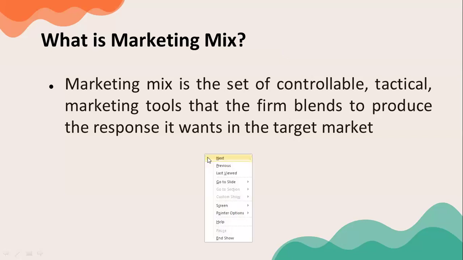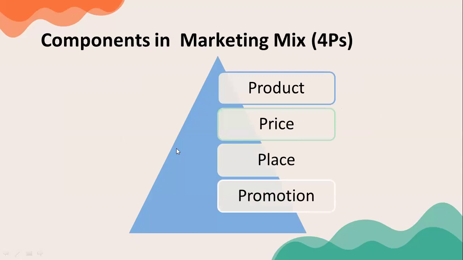So these are the 4 Ps of the marketing mix: product, price, place, and promotion. These 4 Ps are from the view of whom? From the view of producers. Producers are the main marketing mix components. We say 4 Ps. For the consumers, it is 4 Cs.